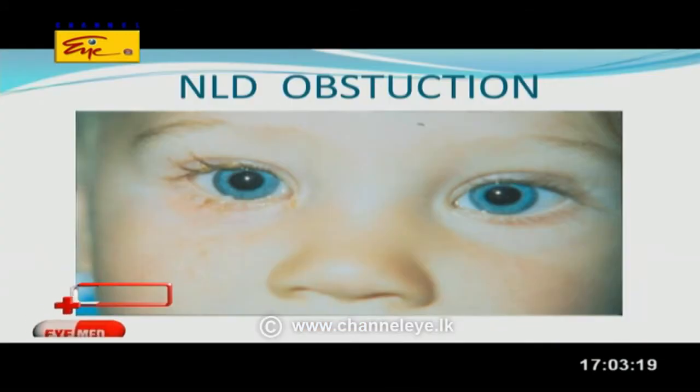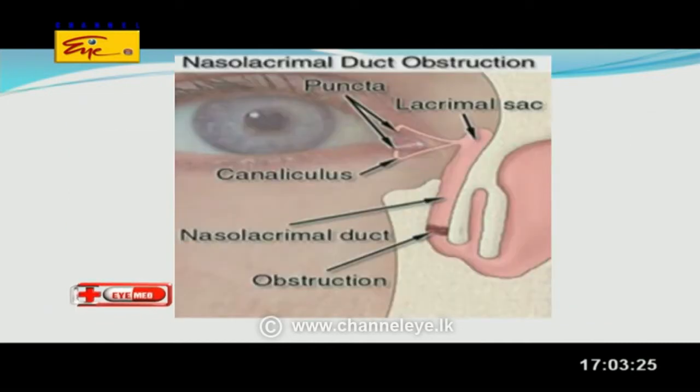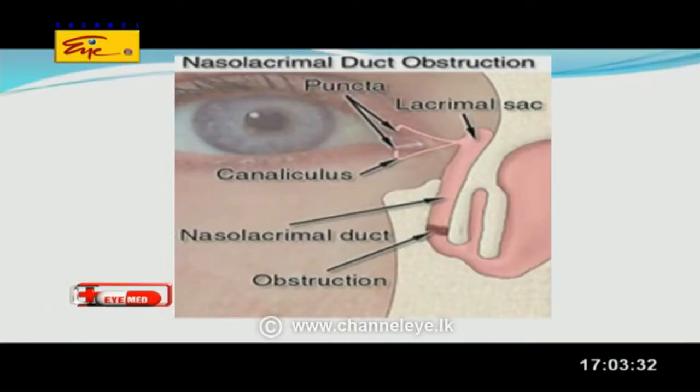In newborn babies, the most common condition presenting with discharge and tearing is nasolacrimal duct obstruction. You may not have heard about this earlier, so I'll explain a bit. Yes, we can see the slide on screen as well. The nasolacrimal duct is a duct connecting your eye to your nasal canal. So through that, excessive tears may drain from the eye into the nasal cavity.